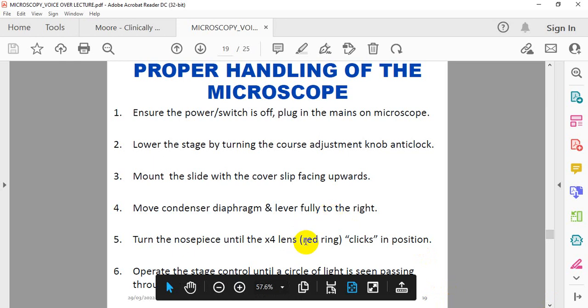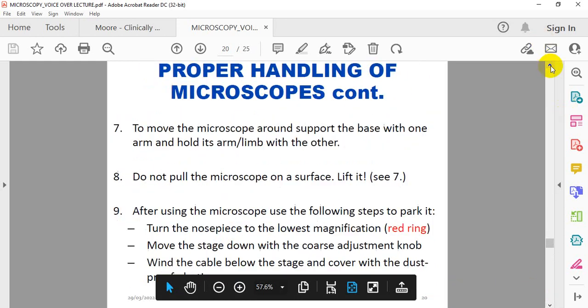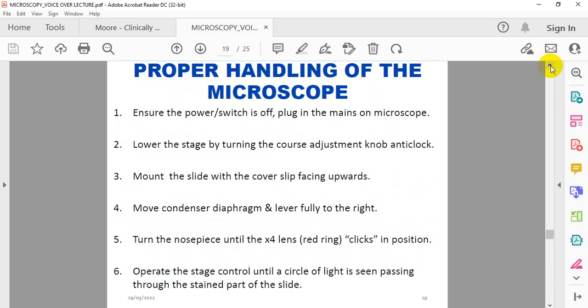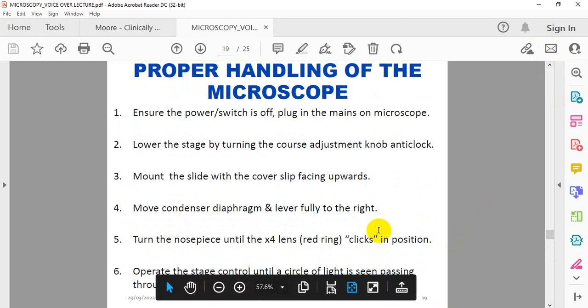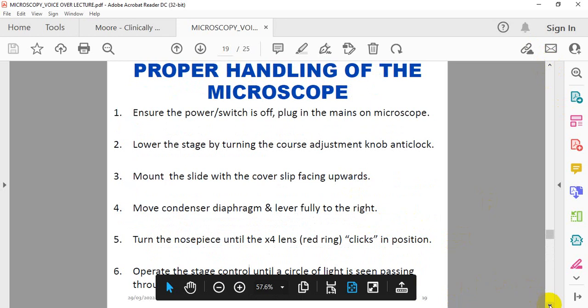Turn the nose piece until the ×4 lens clicks into position. Operate the stage control until a circle of light is seen passing through the stained part of the slide. This one you watch in the video, so you have to learn it. It's very important.